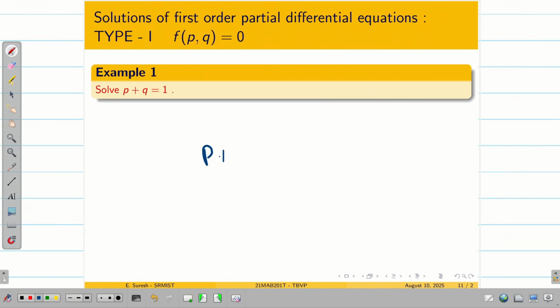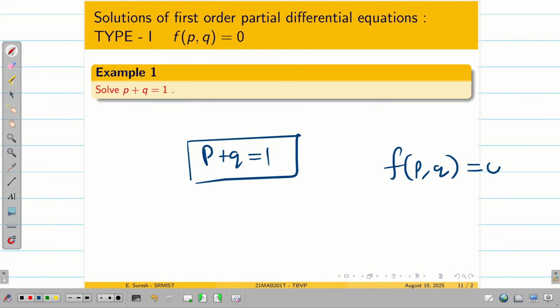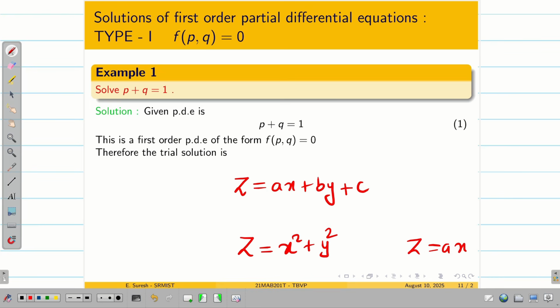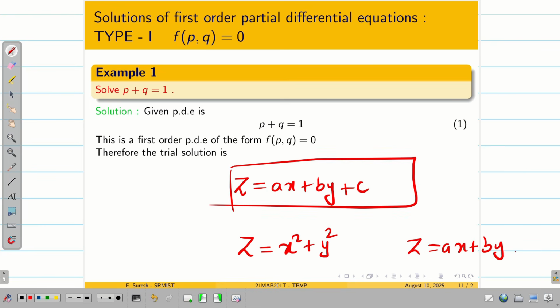So the given problem is p plus q equal to 1. It consists of only p and q. Now for the given PDE, I am going to assume a trial solution as ax plus by plus c. You may have a lot of questions why I am taking this ax plus by plus c. I could even take z equal to x square plus y square or z equal to ax plus by simply. But why specifically this? It's some theoretical idea. I'll post the concepts in a separate video. For now, we assume this is the best trial solution.